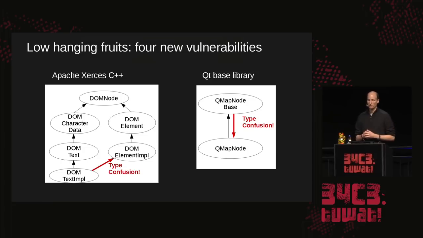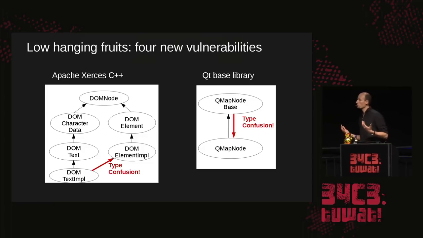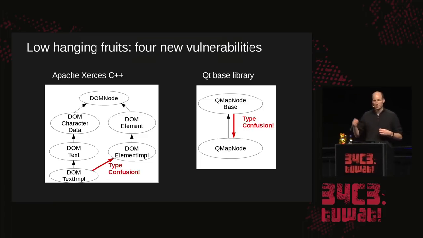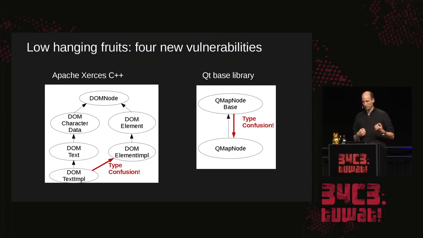Interestingly, by just doing this base system, we already found 4 new vulnerabilities in Apache Xerces, which is a large XML processing library, where there were casts from a DOM text implementation node to a DOM element implementation node, which allowed us to reinterpret these types in different ways. And we've also found type confusion in the Qt based library, going from the node base to the map node itself. And those were easy, low-hanging fruits that we found by simply compiling software and running it in day-to-day use. So by simply compiling your C++ software with our type checker, you can already find vulnerabilities and bugs in the software by just running them in your day-to-day settings.